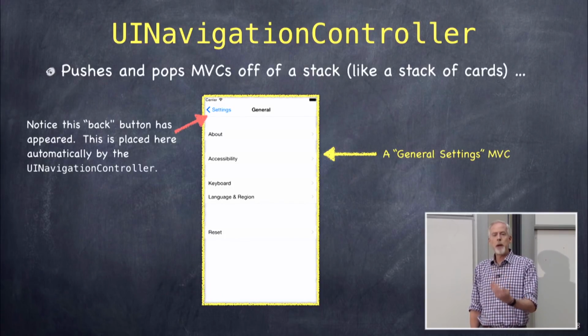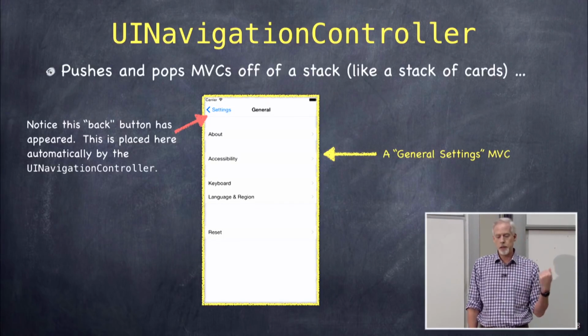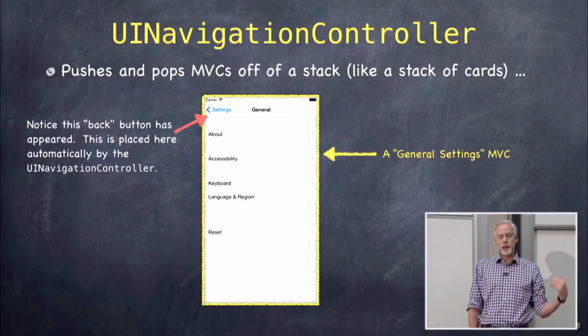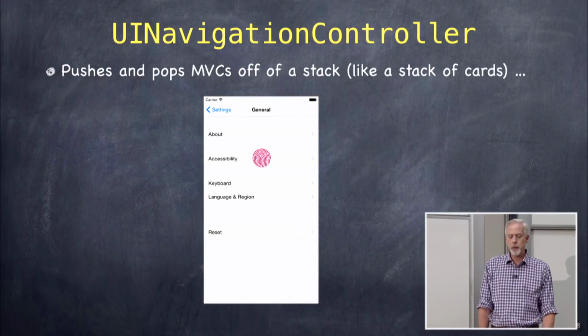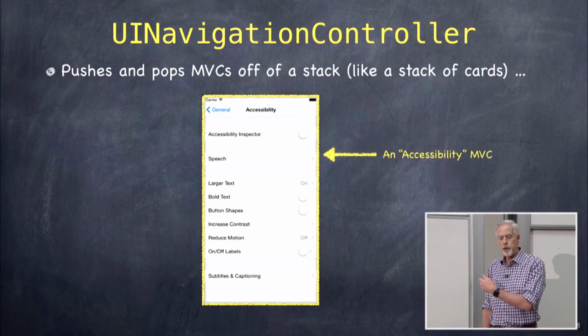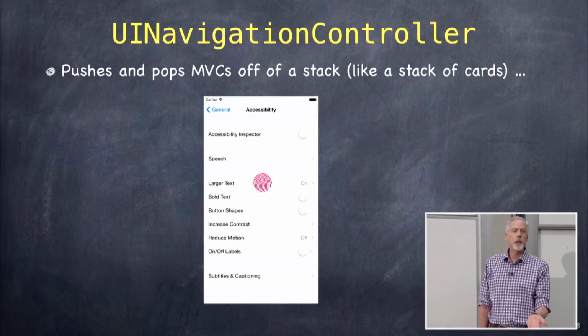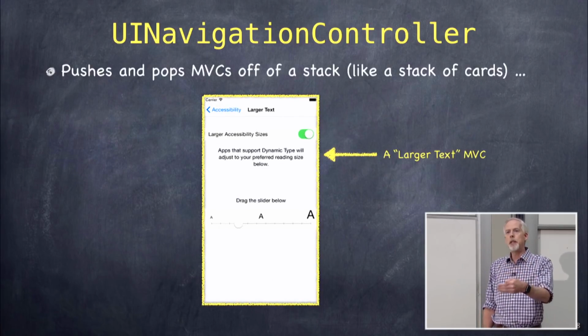But also notice that when we have two things on there, a little back button appears in the upper left automatically. It even has the name of the one that's lower down on the stack of cards. And if you press that, of course, it's going to throw this card away, and we'll be back at the other card. But let's imagine I click on something in this one, like this accessibility thing. It puts a new card on there. That's the accessibility card. Maybe I click on something inside the accessibility card, like larger text, and it puts another one on. Now we have 4 MVCs on the stack.